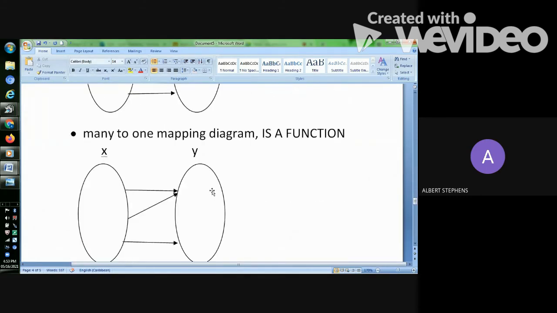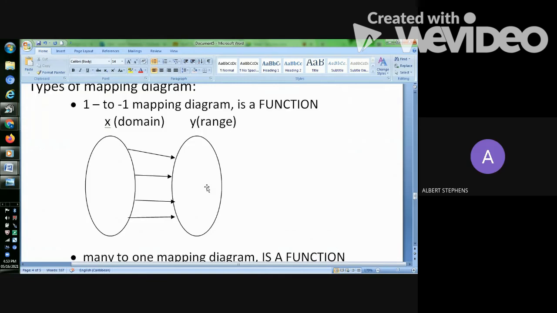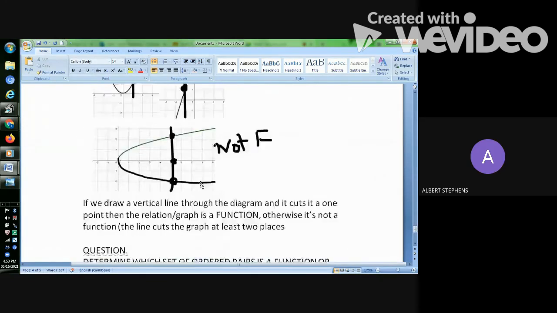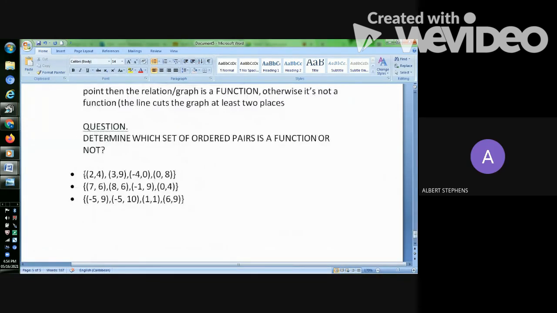All right. Notice with a one-to-one mapping diagram, all of the numbers are different. Not true? Look at it. Nothing matches. X is 2, X is 3, X is -4, and 0. Y is 4, Y is 9, Y is 0, Y is 8. So everything is different.